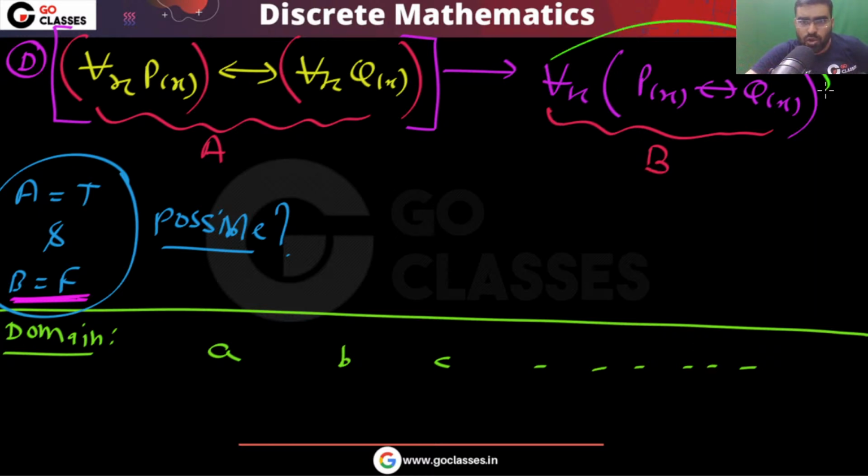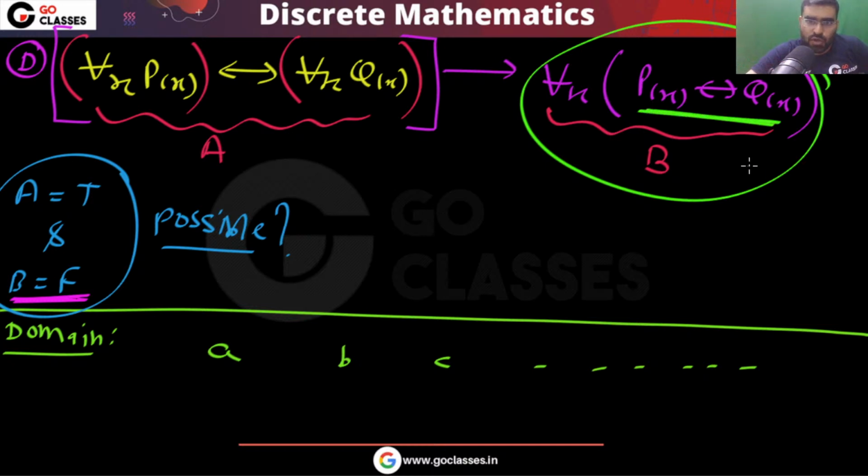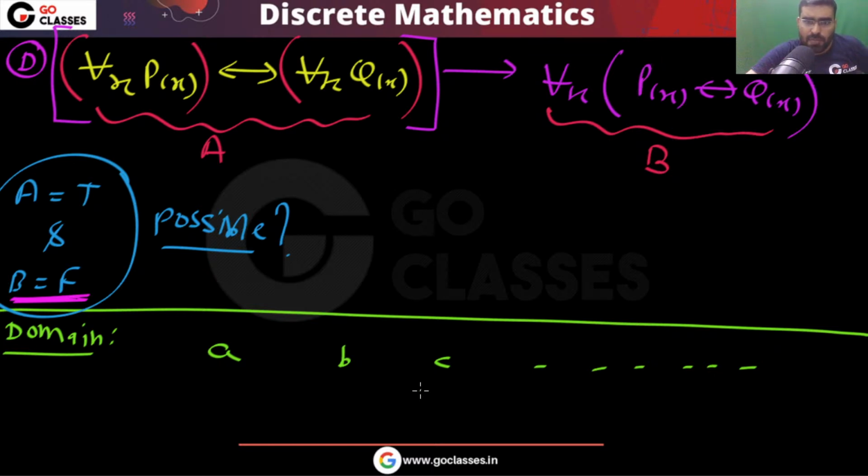So if you want to make it false, then for some element, this thing must be false. Let's assume that element is C. For this element C, this thing must be false. It means for C, this P comma Q must be different. For this C, P comma Q must be different, remember, right? Yes or no? Okay. Now you tell me.